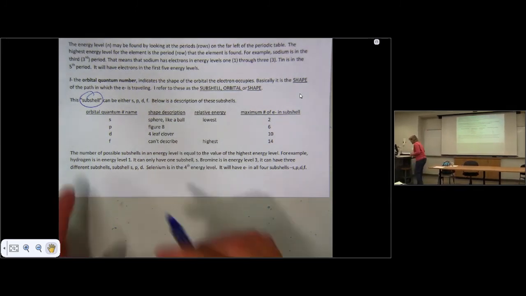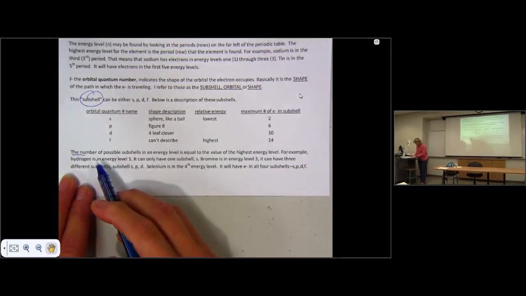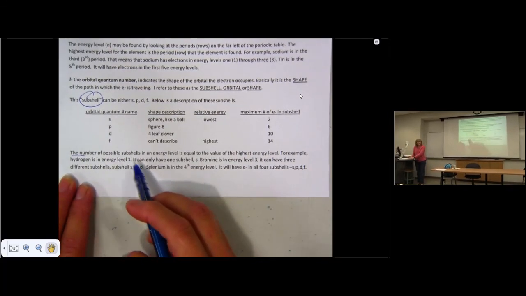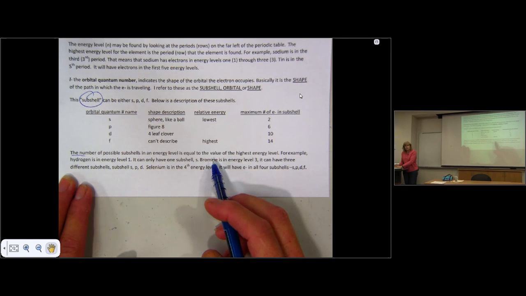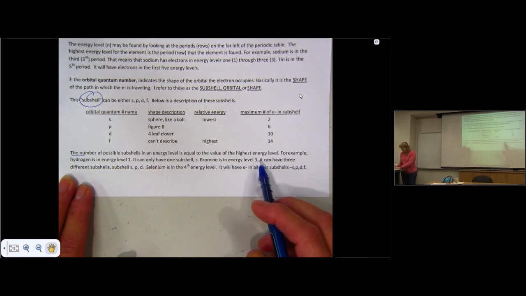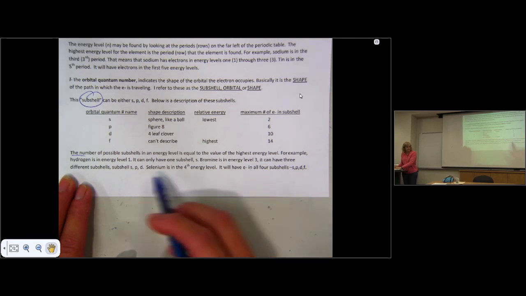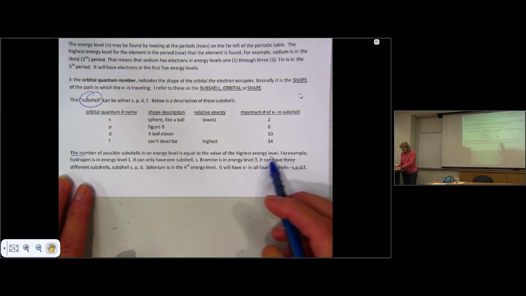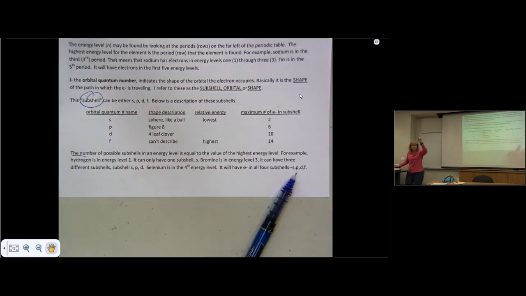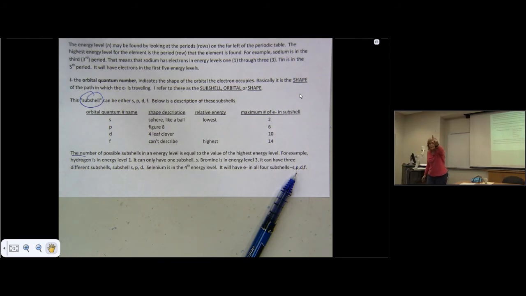How do you know how many subshells will be in the energy level? This sentence tells you right here. The number of possible subshells in an energy level is equal to the value of the highest energy level. That means in energy level 1, you can have how many subshells? 1. Who is it? S. How many electrons fit there?